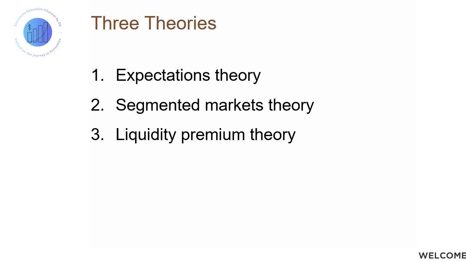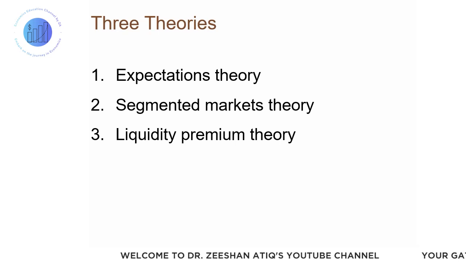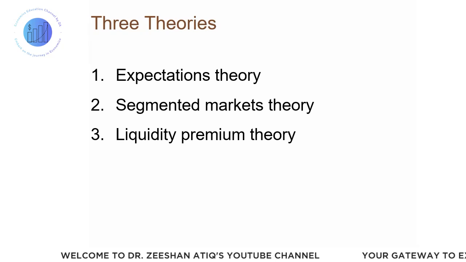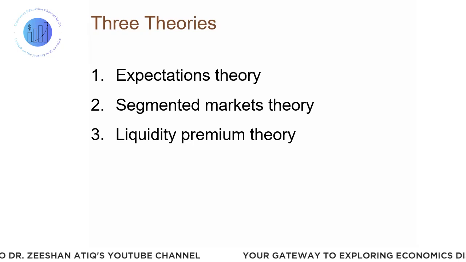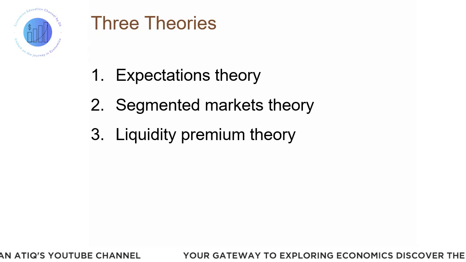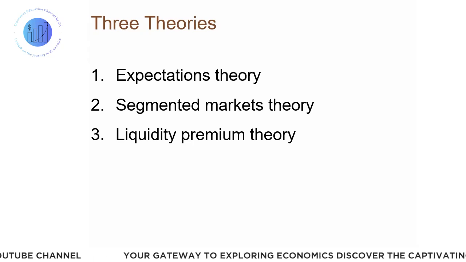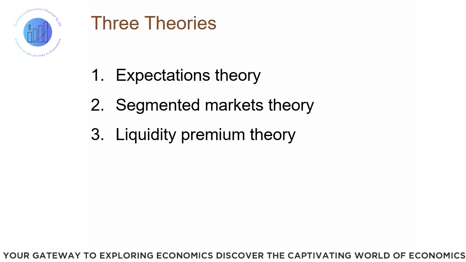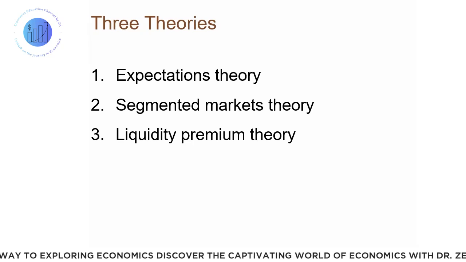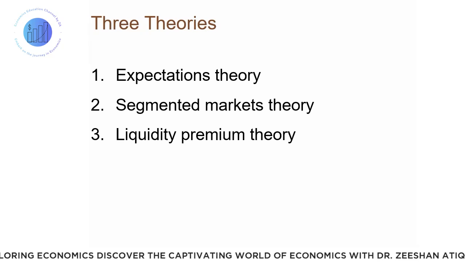Another theory that is used to explain the shape of the yield curve is the segmented market theory. As you know, any business does market segmentation. What is market segmentation? For example, if you are flying on a plane, you generally have three different classes: economy, economy plus, and business class. Now, why has this plane been divided into three different classes?